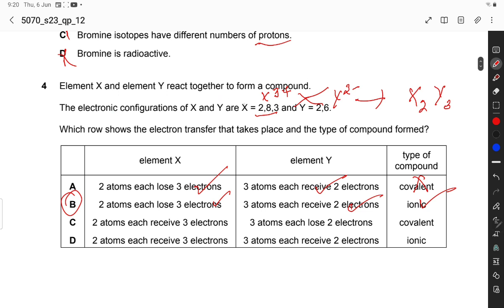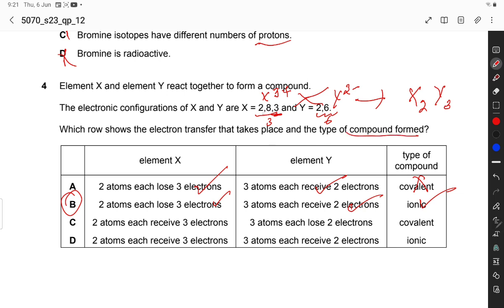Element X and element Y react together to form a compound. The electronic configurations of X and Y are X equal to 2,8,3 and Y equal to 2,6. 2,8,3 means 3 electrons are present in the valence shell. It means element X is present in group 3 and element Y is present in group 6, because the valence shell of Y has 6 electrons. This shows the electron transfer that takes place and the type of compound formed.